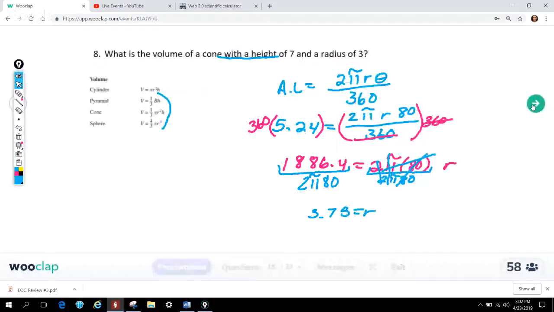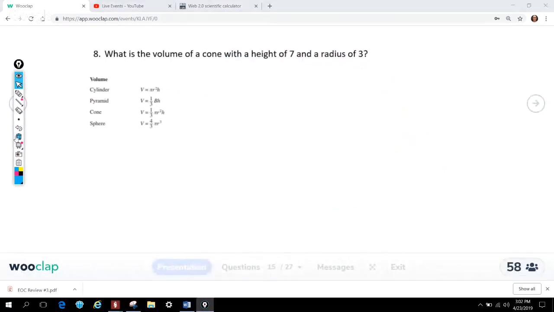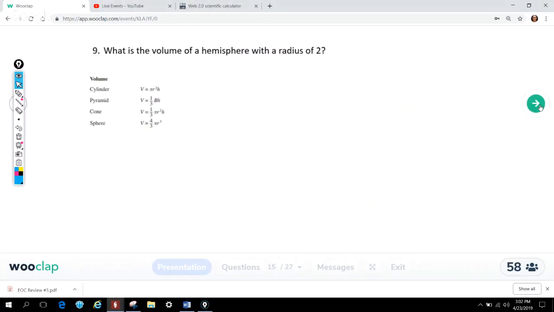We're going to skip the questions. Let's look at volume. Most people said they were fine with volume, so I'm not going to show you all of them. There's a couple questions I want to show you. Let's go to number 9. Number 9 references a hemisphere.